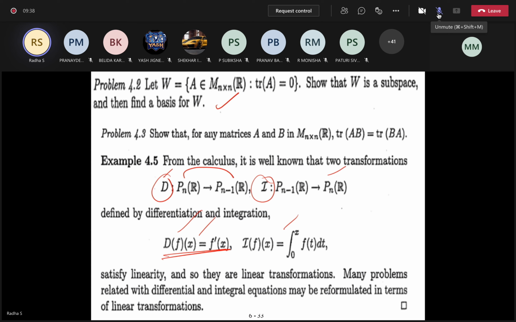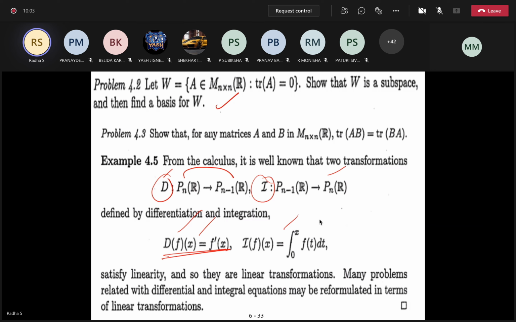See, so what is D? D is nothing but a mapping from Pn of R to Pn minus 1 of R. So what is Pn of R? The set of all polynomials of degree less than or equal to n. And Pn minus 1 of R is the set of all polynomials of degree less than or equal to n minus 1. So we have to show that this D is a linear transformation.